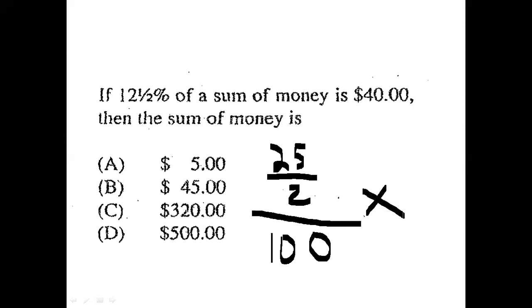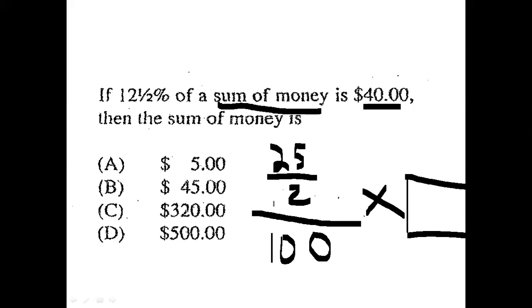Now, what this is saying is, what is 12.5% of a sum of money? The sum of money is not 40. The sum of money is actually one of these. In other words, what number should go there so that when you work it out, you get 40? That's what they're asking.